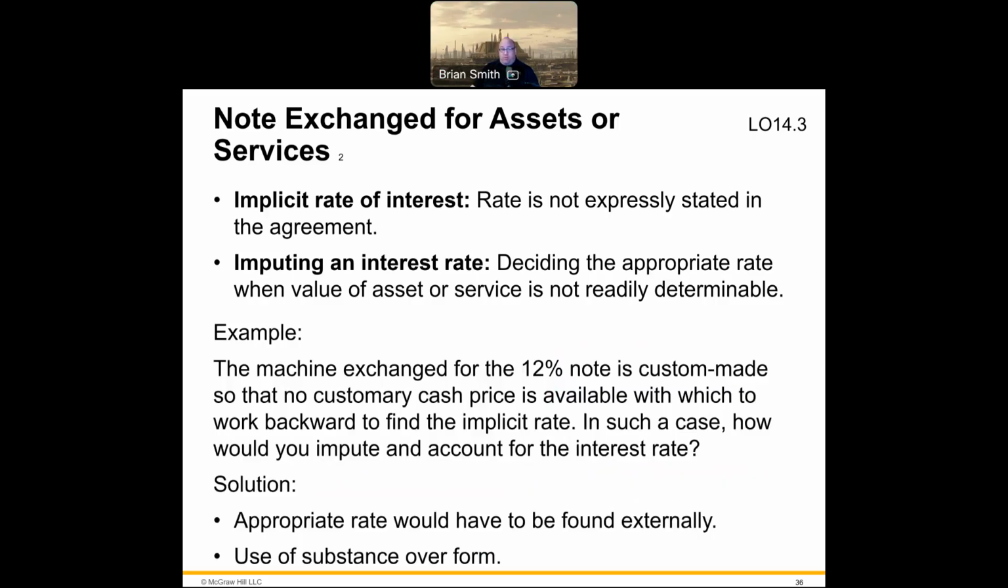It's not stated in the agreement, because when you exchange a note for that, it's just, here's 12%, we'll give you that. Is it really 12%? In this case, it's not, it's 7%. So we got that discount again.